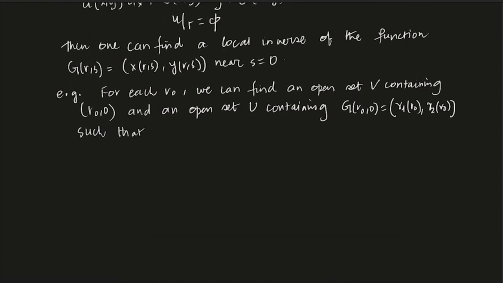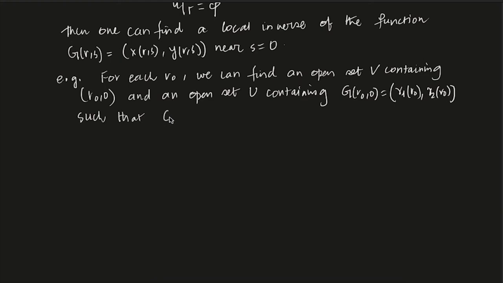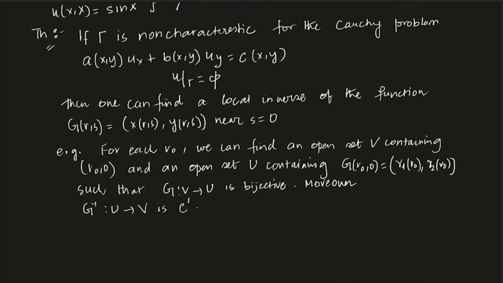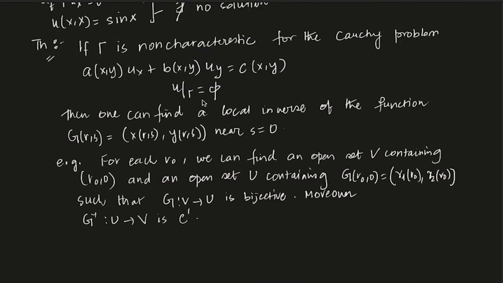Such that g from V to U is bijective. Moreover, let me write here, g inverse from U to V is C1. So essentially what it is saying, if the non-characteristic condition is given, you can actually confirm that a problem like this, let's say that's your (2), admits a solution. But the solution, so very important, please understand this thing.